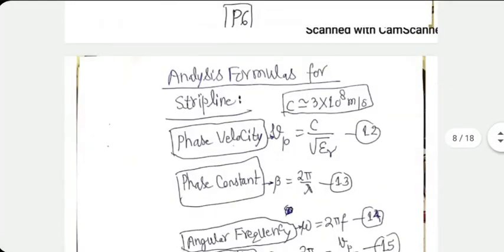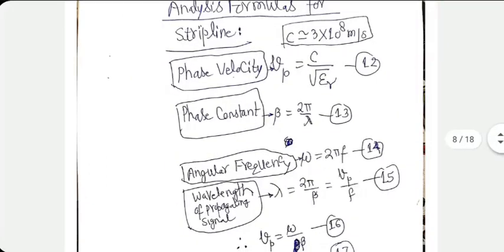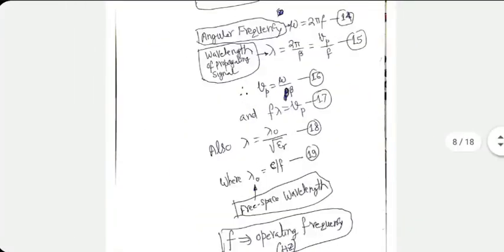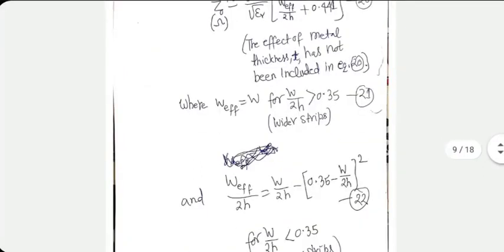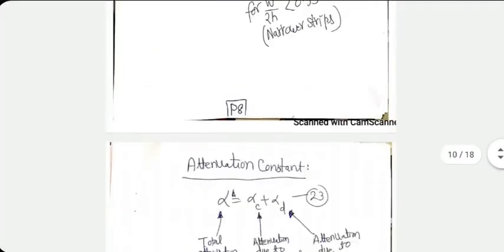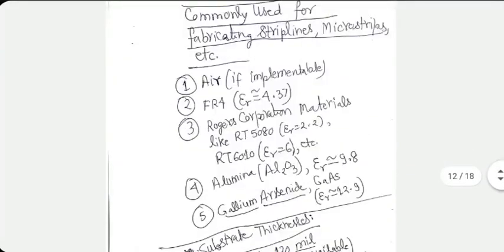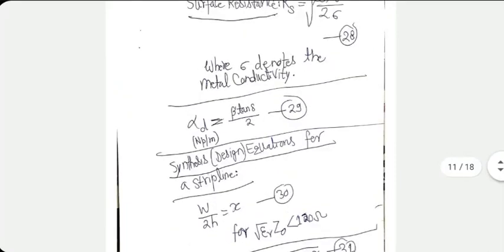And the analysis formulas are already here. You are given W, H and epsilon R, and we'll solve problems where it will be more clear how to apply these formulas. Synthesis or design are the words used when you do the opposite. And for that, the equations are given here.